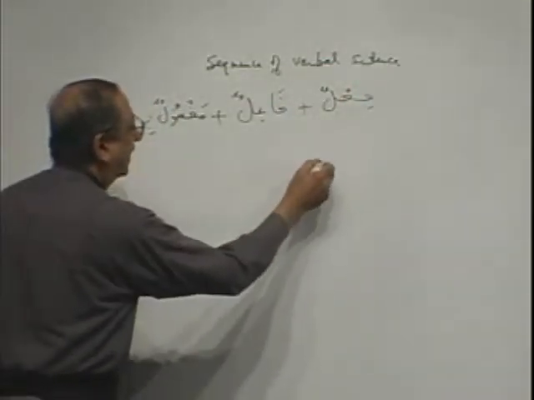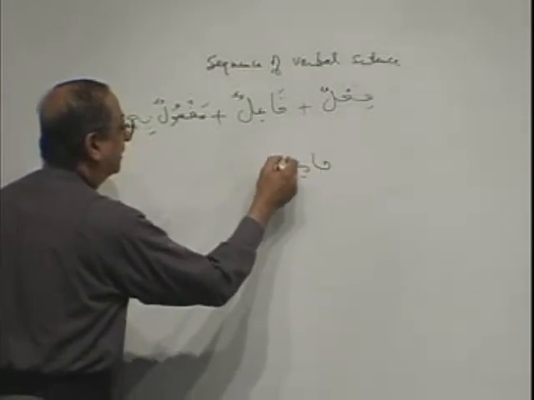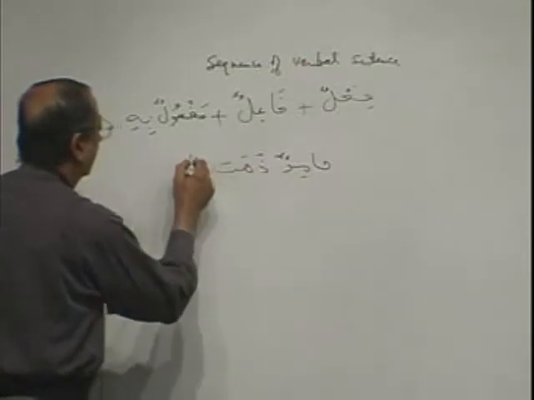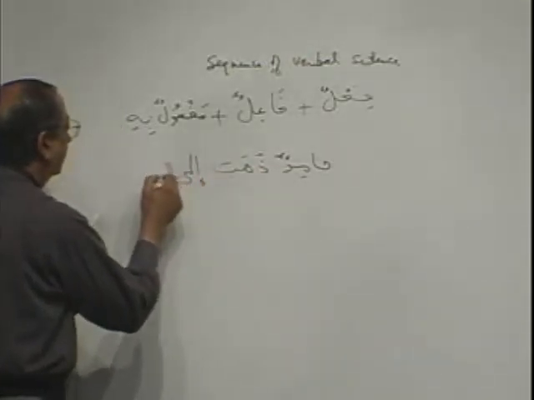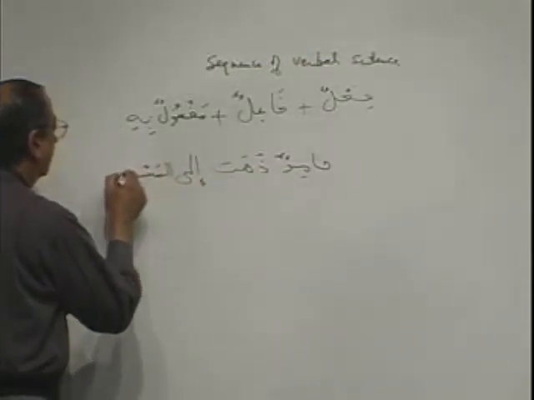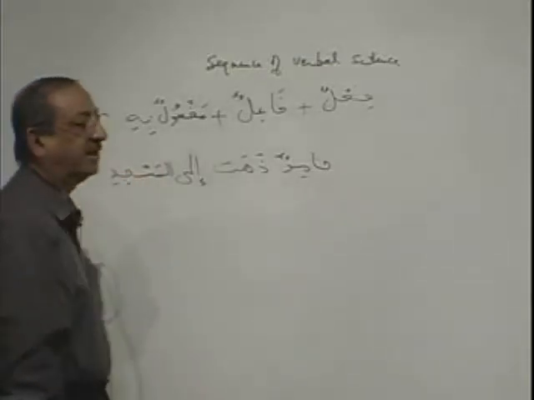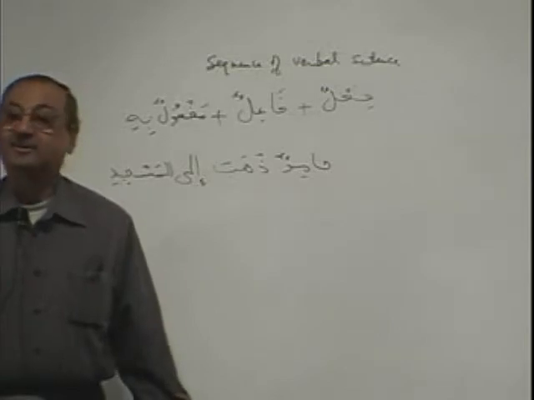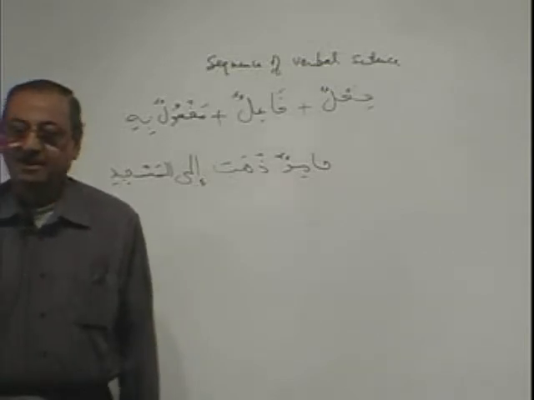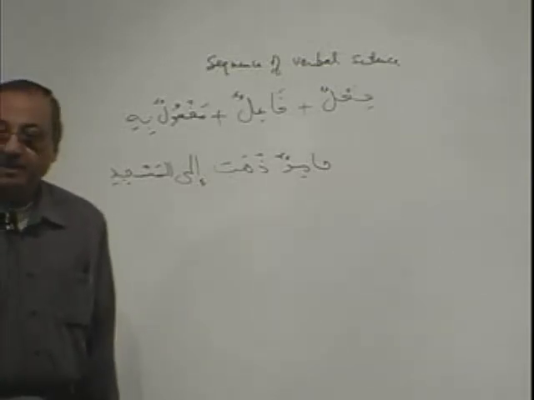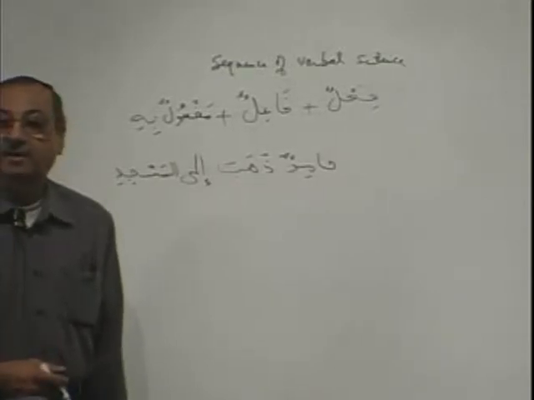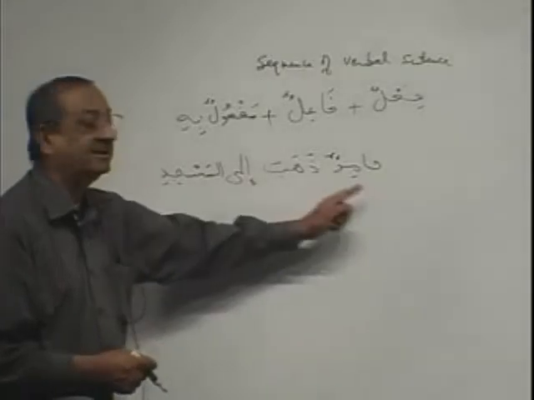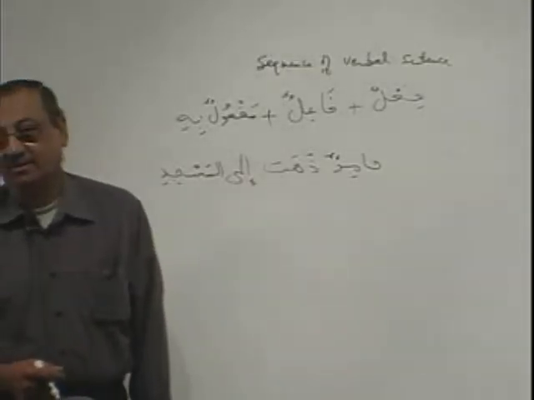If I say Hamidun zahaba ilal masjidi. What is Hamidun? Mubtada. Because now it is Jumla Ismiya. Where is the verb? Zahaba. Where is the fa'il for Zahaba? It is Mustatir. If you say Hamid is the fa'il, that will be wrong.